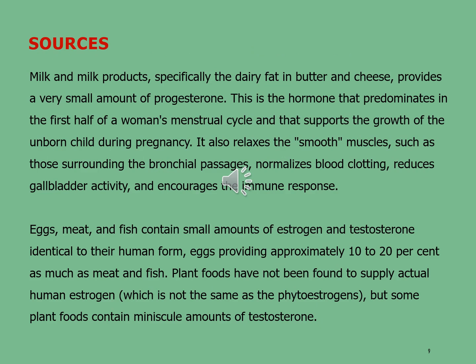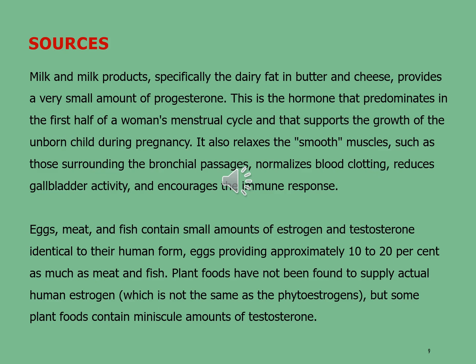When we see the basic sources of hormones, they are derived from milk and milk products, specifically the dairy fat in butter and cheese. They provide a very small amount of progesterone. This is the hormone that predominates in the first half of a woman's menstrual cycle, and that supports the growth of the unborn child during pregnancy. It also relaxes the smooth muscles, such as those surrounding the bronchial passages, normalizes blood clotting, reduces gallbladder activity, and encourages the immune response.